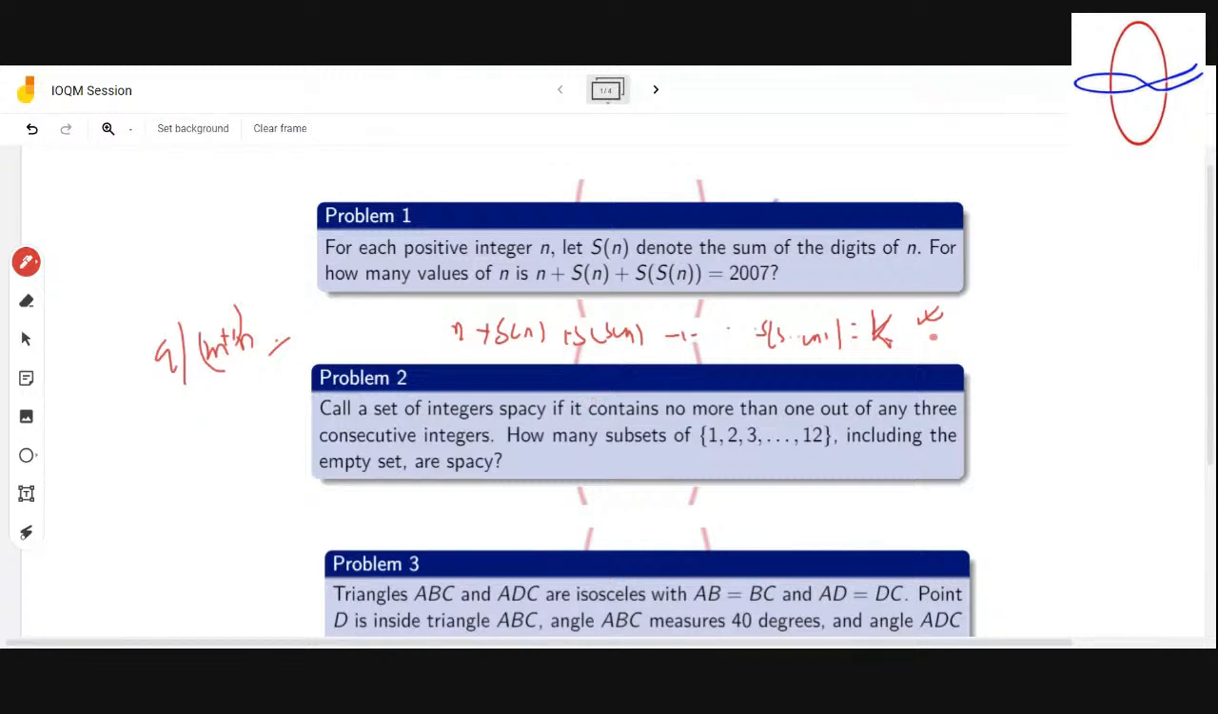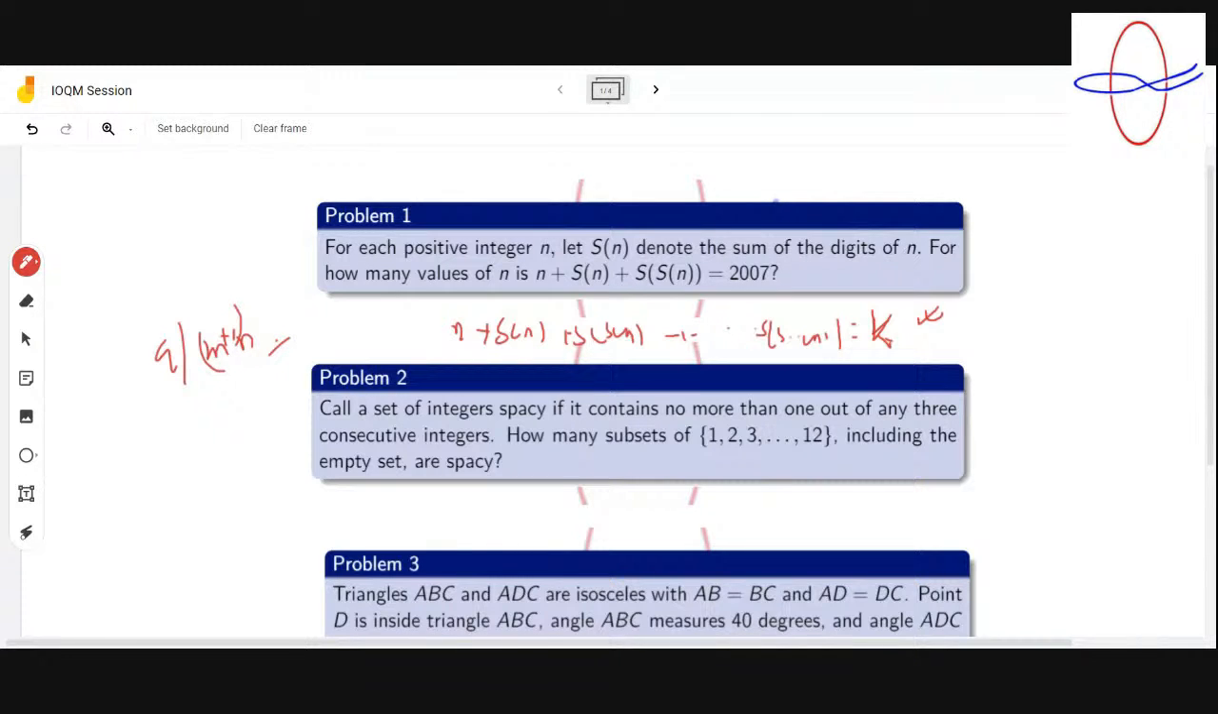Okay, let's do this second combinatorics problem. Let's call a set of integers Spacey if it contains not more than one out of any three consecutive integers. How many subsets of 1, 2, 3, up to 12, including the empty set, are Spacey? Call a set of integers Spacey if it contains no more than one out of any three consecutive integers. I hope you understood this.